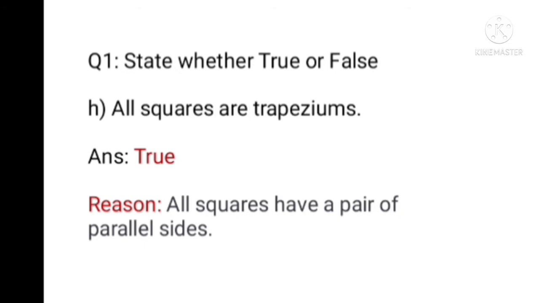The next one: all squares are trapezium. Before, we discussed the trapezium property: only one set of opposite sides needs to be parallel for it to be a trapezium. But in a square, all the sides are parallel and equal, so that is also true. All squares are trapezium.